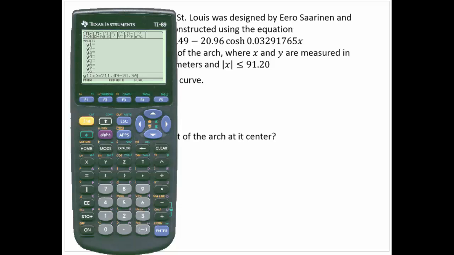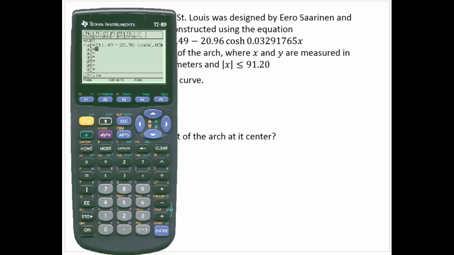20.96. Now the hyperbolic cosine, to get to that, you have to go into the math menu. So that's second and the 5 button. And if you scroll down in the math menu, you'll eventually get to the hyperbolic option. If you press right, there's your hyperbolic function. So I'll go in for hyperbolic cosine, enter, and that brings it up on the screen. And 0.03291765x. Close that off, hit enter, and it brings it up.